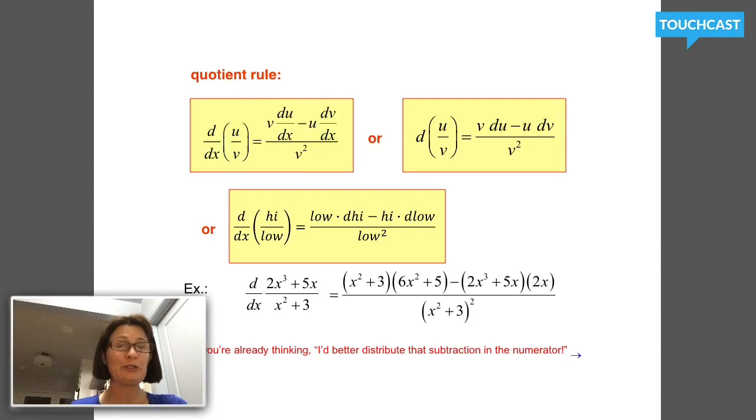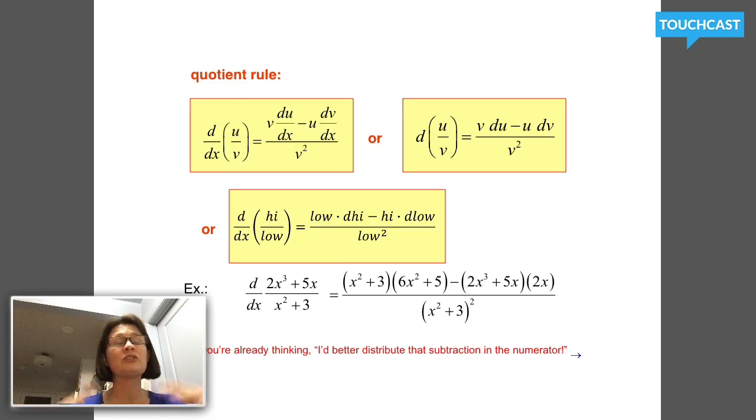One more scenario you might run into, you might need to take the derivative of a function that's represented by the quotient of two functions. We have a pattern that we can use to find that derivative. So if I want to take the derivative of a quotient, there's lots of ways to think about this. You can see some of these possible notations.